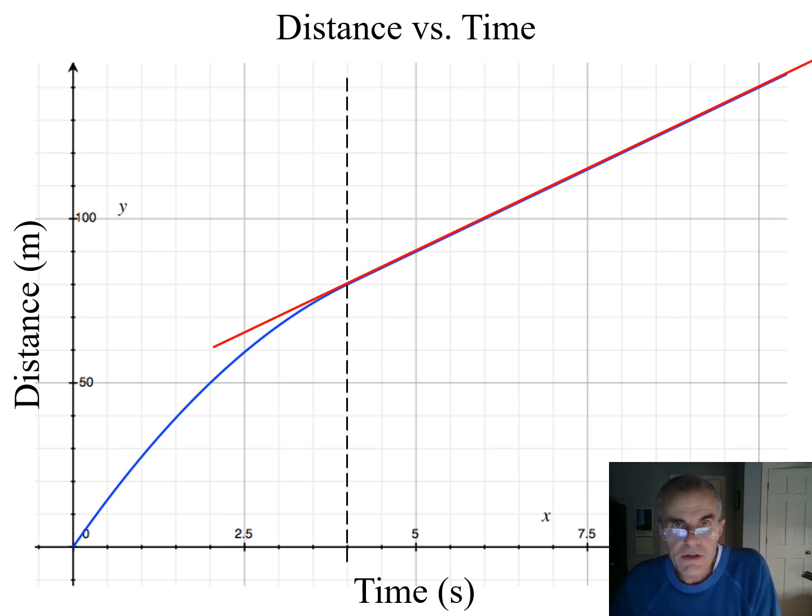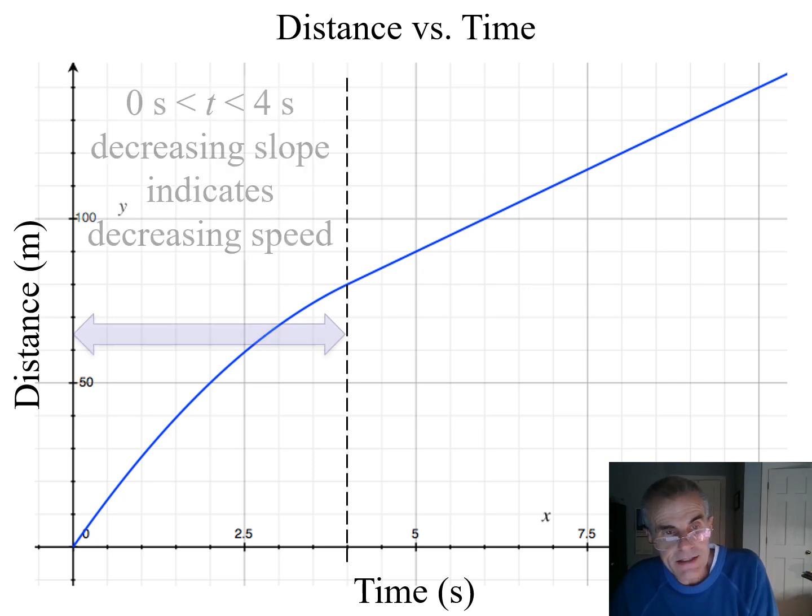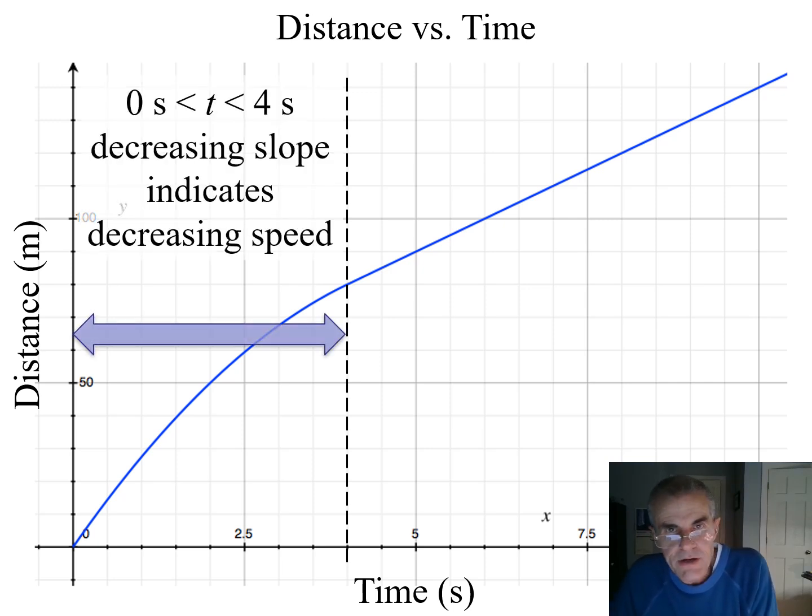And then that allows me to interpret this graph and say the following. Okay, until I got to 4 seconds, I had a changing slope. Here I showed a tangent line anywhere along that region. And where that's occurring, the slope is actually getting less, and that would indicate a decreasing speed. So the first part of this graph shows an object that's slowing down. And speed was decreasing because the slope of the graph was decreasing.